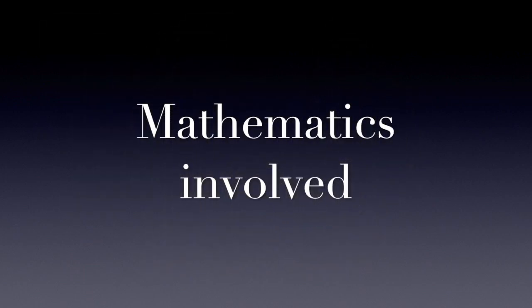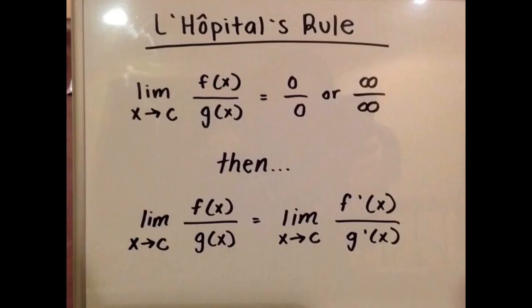Now the mathematics involved in order to use L'Hopital's rule are usually just simple derivative computations. So L'Hopital's rule can be used as long as the function you are given has the form 0 over 0 or infinity over infinity. So if the function has either of the forms 0 over 0 or infinity over infinity, then the limit as x approaches c, f of x over g of x is equivalent to the limit as x approaches c, f prime of x over g prime of x.